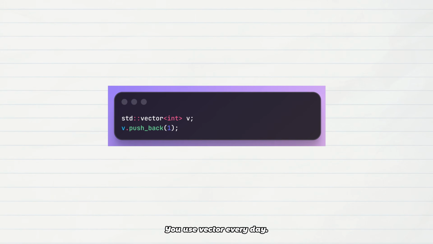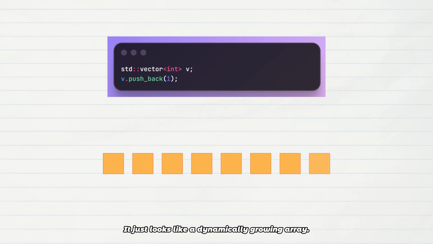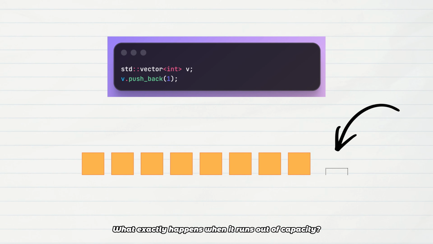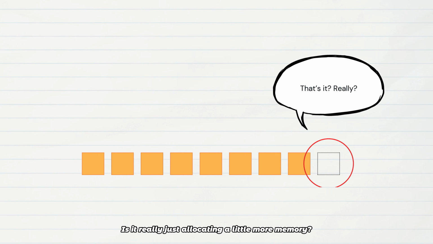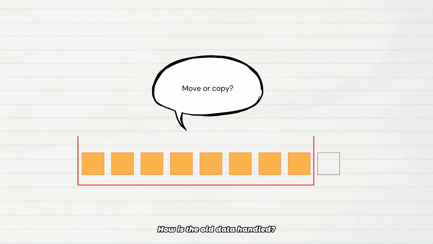You use vector every day. It just looks like a dynamically growing array. But here comes the question. What exactly happens when it runs out of capacity? Is it really just allocating a little more memory? How is the old data handled?